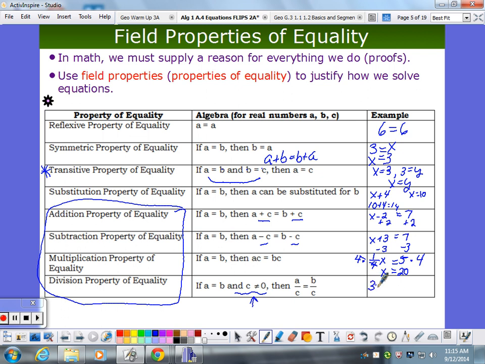So that is 3x equals 9, right? So I'm going to divide both sides by 3. Who says I can divide both sides by 3? The division property of equality. I do that so I can isolate my x. I'm getting back to why I need to say c can't be 0.